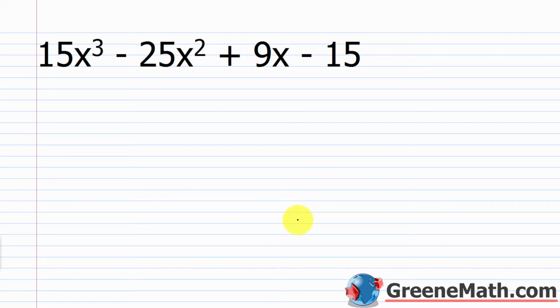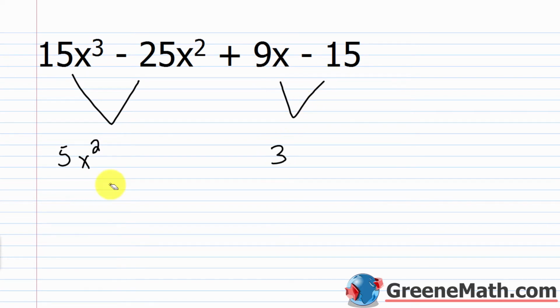So I have 15x cubed minus 25x squared plus 9x minus 15. The first thing I always do is think about, if I set it up into 2 groups of 2, just as they are, could I pull something common out from each? If I look at these 2 terms and make them into a group, I see they have a 5 that's common and an x squared that's common. So I could pull that out. If I look at these 2, they both have a 3 in common.